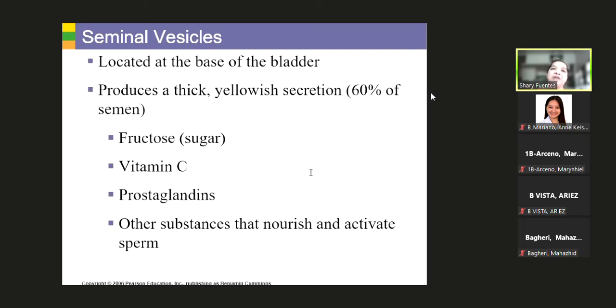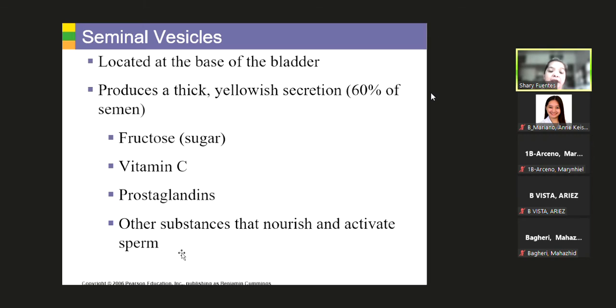So sila ang major sponsor of semen. So when I say semen, the major donor is seminal vesicle. So siya si major donor. So it has sugar. Meron siyang sugar. Ang sugar nandoon is the fructose. Okay, so the fructose, they provide the energy, because the fructose is highly metabolized by the sperm. Okay, they also contain vitamin C and they also contain prostaglandins and other substances that nourish and activate the sperm.